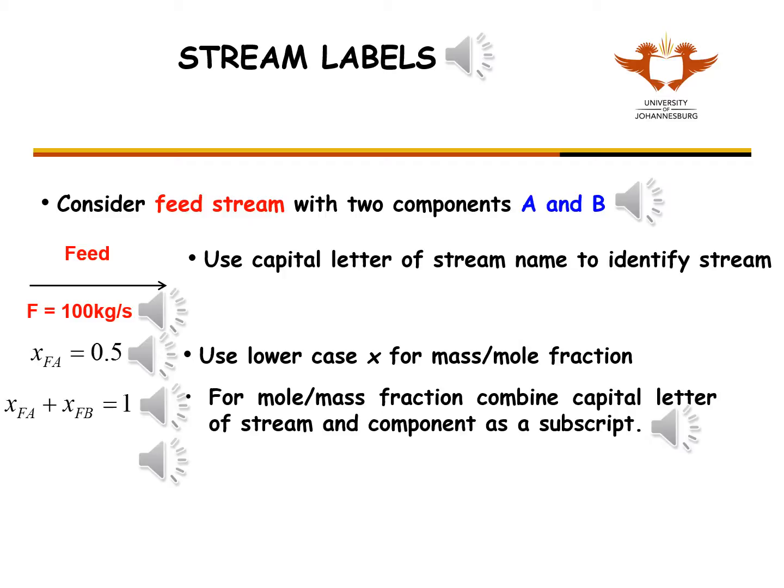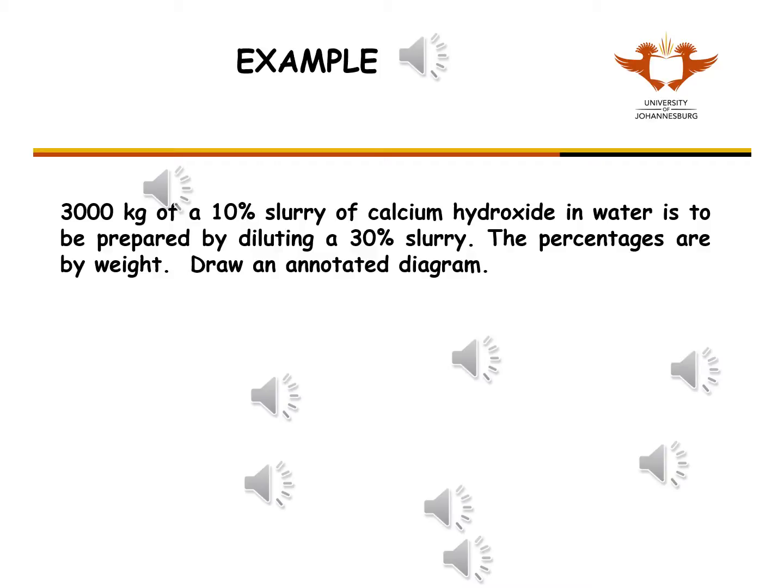Note that if you add the mass fractions of all components, you should get 1. Can you say what the mass fraction of B is in stream F for this example? What do you think? Have you got an answer? If you said 0.5, you are correct. Hit pause and try set up this diagram by yourself. If you are ready, press play again and see how you fared.